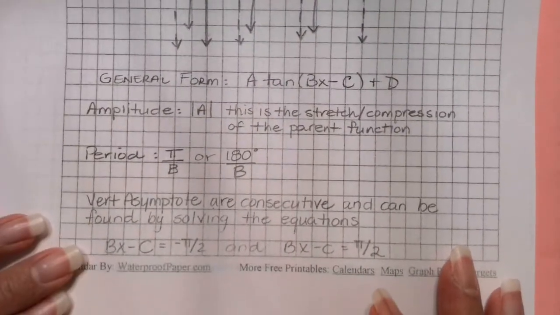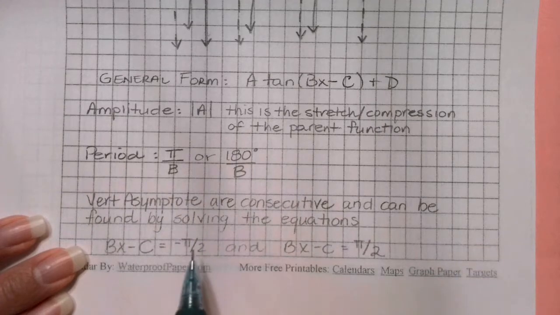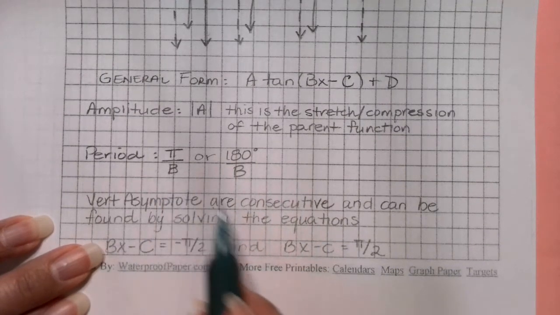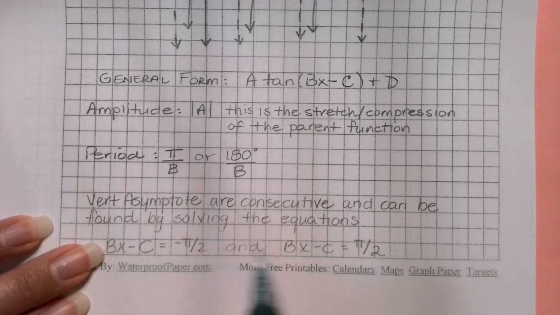To find your vertical asymptotes, you will always use these 2 equations. Usually what we do is just use the left-hand asymptote and then add the period to find this one right here. But some teachers, some students like to use both of these equations. So it's going to be up to you whether or not you want to use that or not.